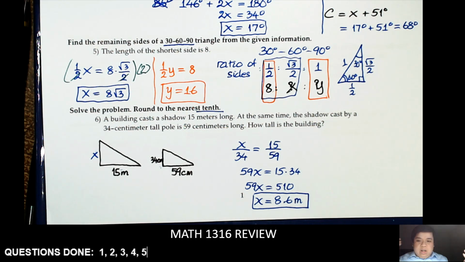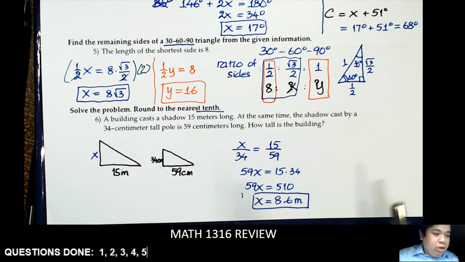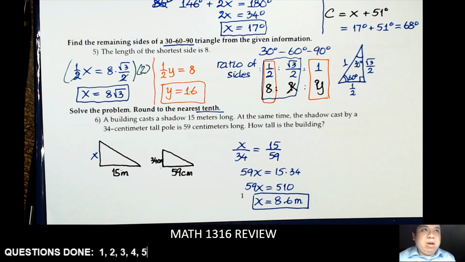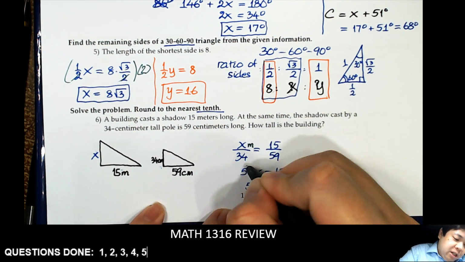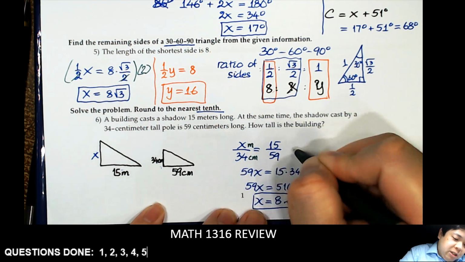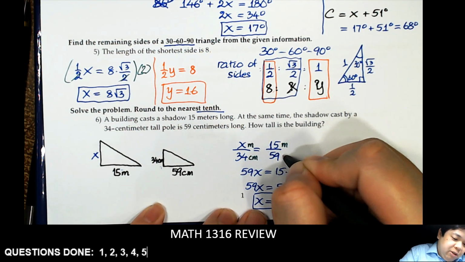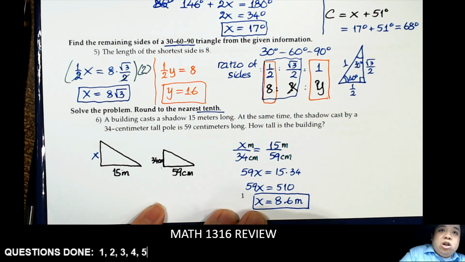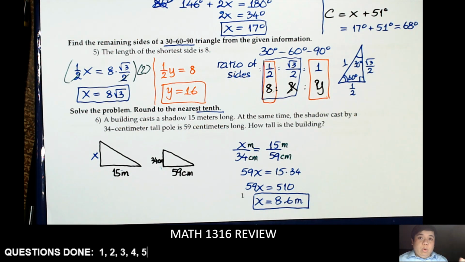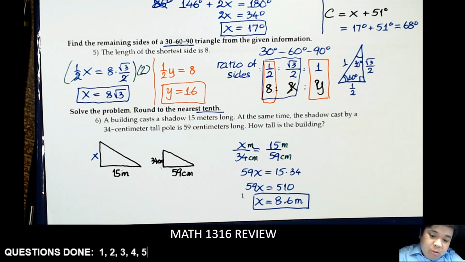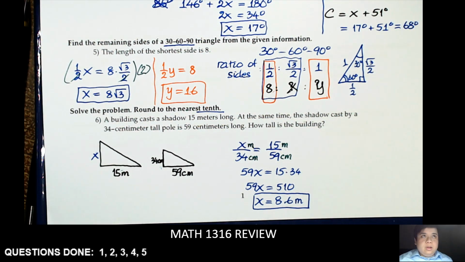Right. Then you might ask, even though one of them is meter, the other one is centimeter, but that should not be a problem, because x is in meter, 34 is centimeter, 15 meter, 59 centimeter. So meter over centimeter, meter over centimeter. So the ratio of the unit also works. So that should be okay there. Right, so that was 6.